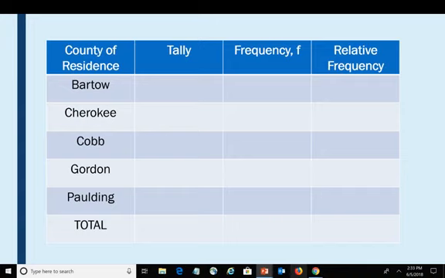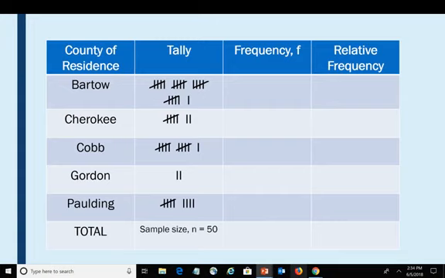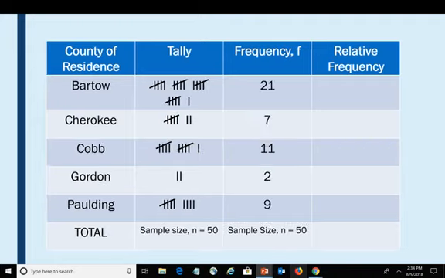So we go back through our raw data on the previous slide, and each time that particular county occurs, I'm going to put a tick mark or a tally mark under the tally column. Once I've completed going through the list, I notice that there are 50 responses, and so I want to confirm that I have 50 tick marks, because if I miss one, then it throws everything off and I come up with inaccurate results.